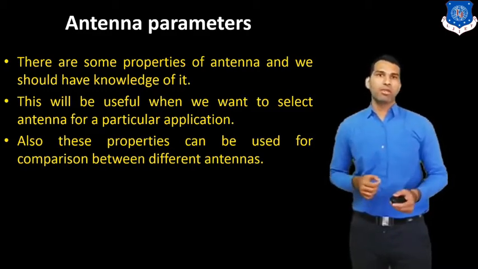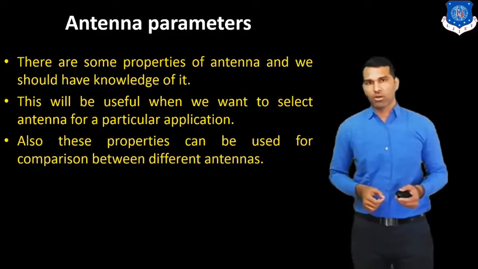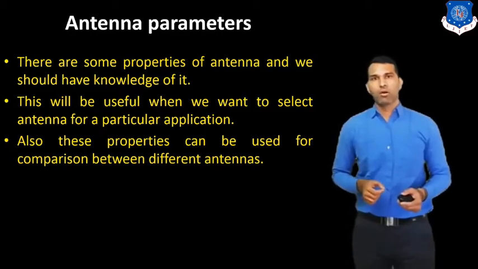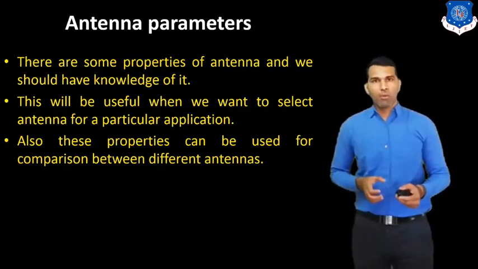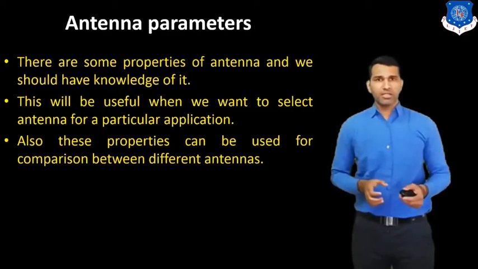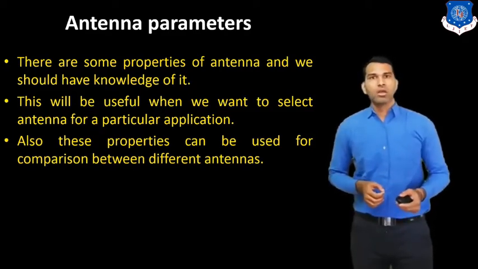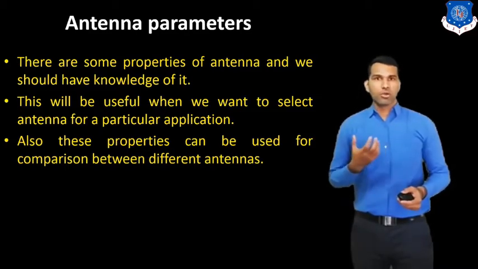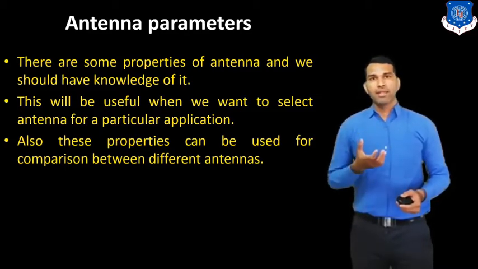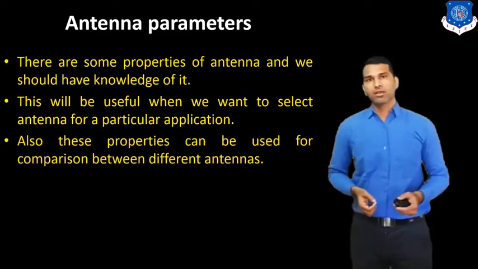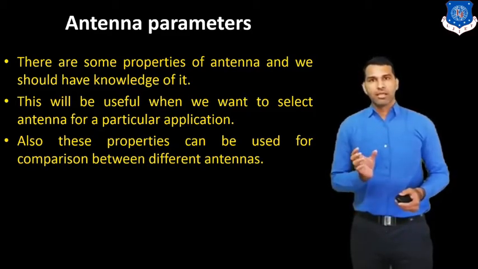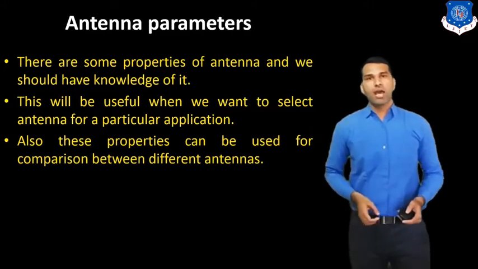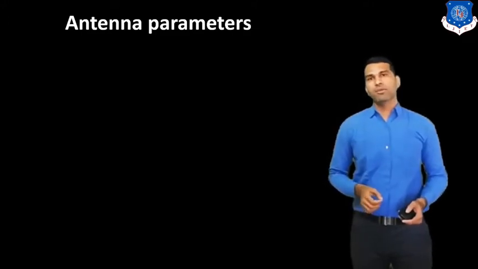Like whenever we go to buy a mobile phone, we define our mobile phone: I want a mobile phone with 6 GB RAM. Then I also define the processor speed and megapixels of the camera. So these are the antenna parameters.